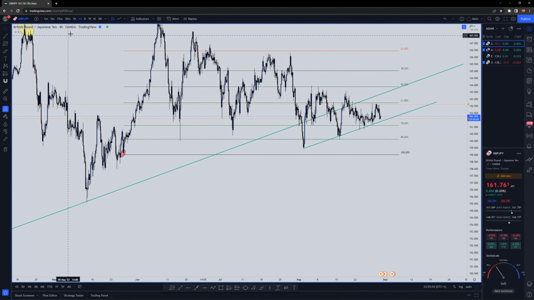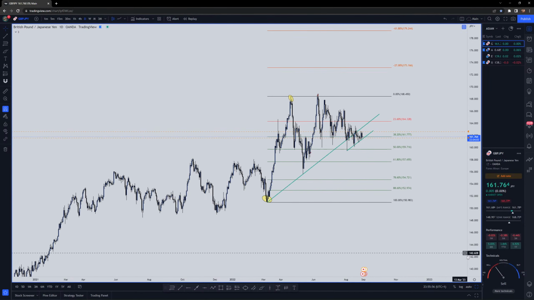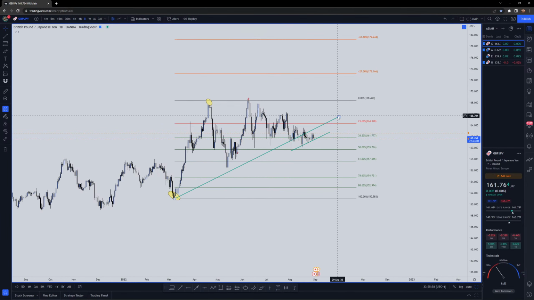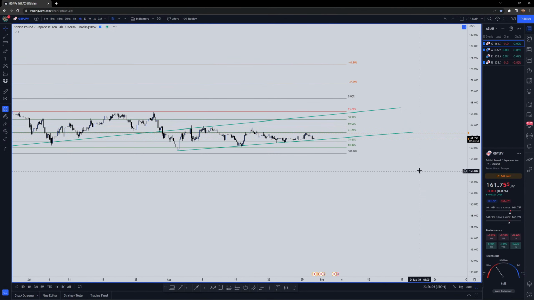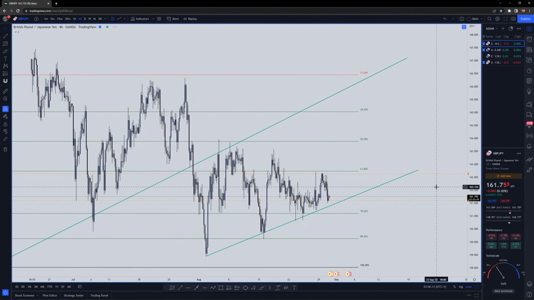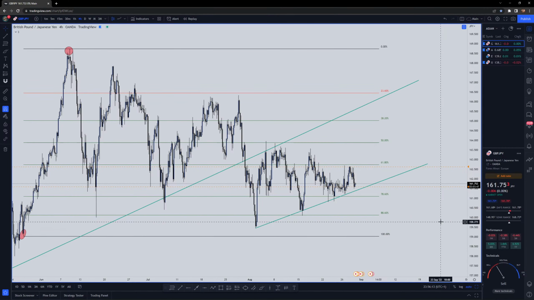But we didn't do that here on the daily though. Yeah, so do that on the daily as well, please. On the daily, if we do that, then the trend line is here. Yeah, something like that. Interesting. Yeah, very nice.